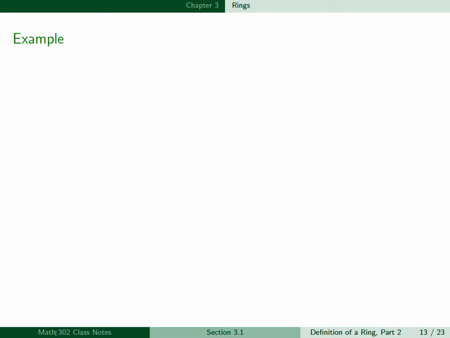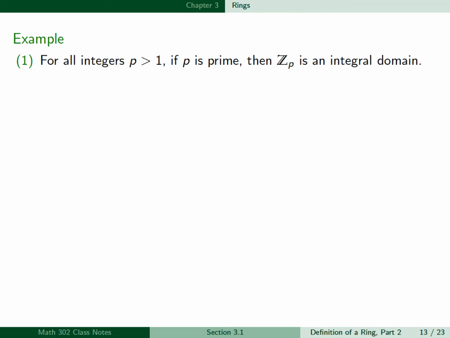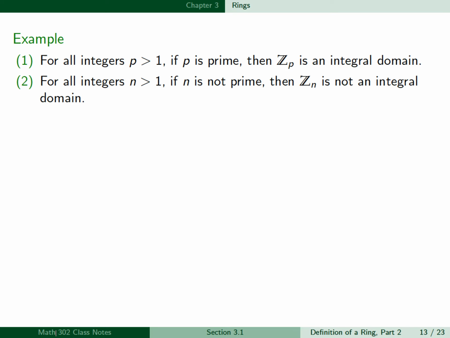For an example, for all integers p greater than 1, if p is prime, then Z sub p is an integral domain. And for all integers n greater than 1, if n is not prime, then Z sub n is not an integral domain. The proof of 1 is contained in Theorem 2.8. In Theorem 2.8 we showed that in the case that p is prime, Z sub p satisfies the zero factor property, so therefore Z sub p will be an integral domain.